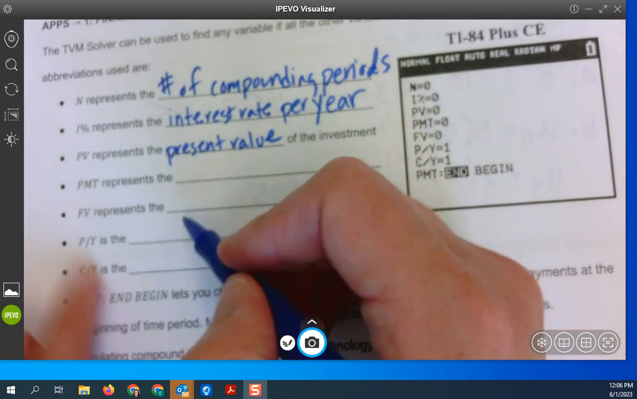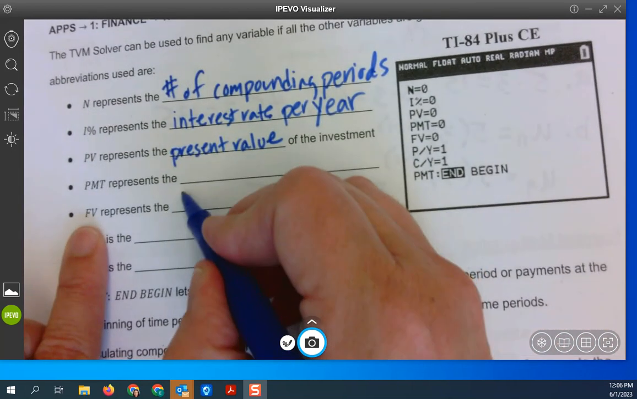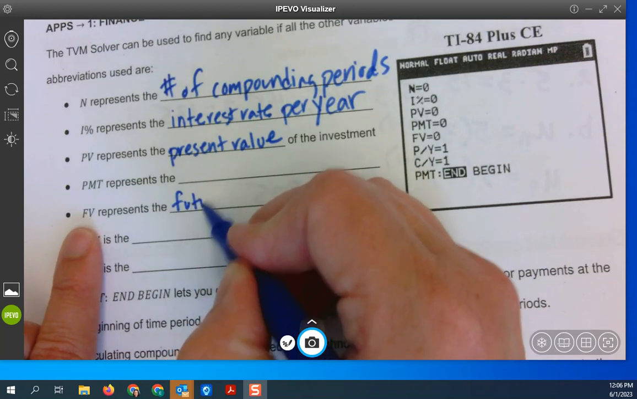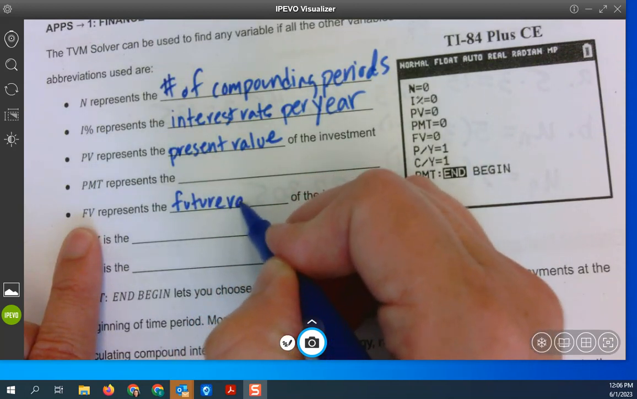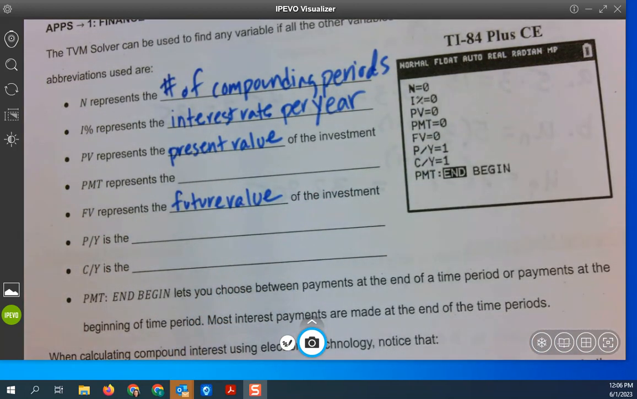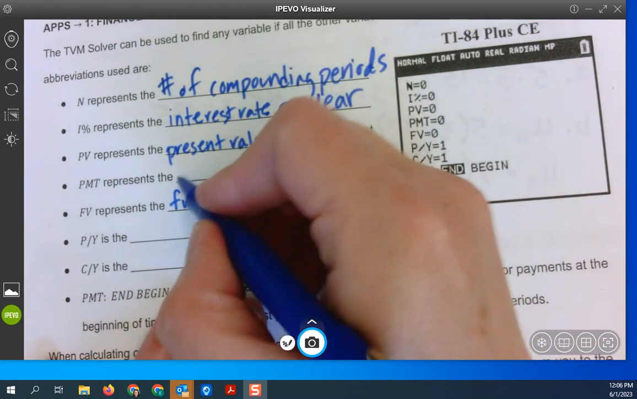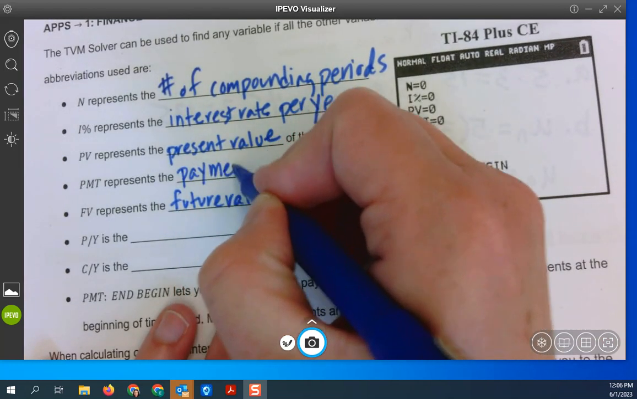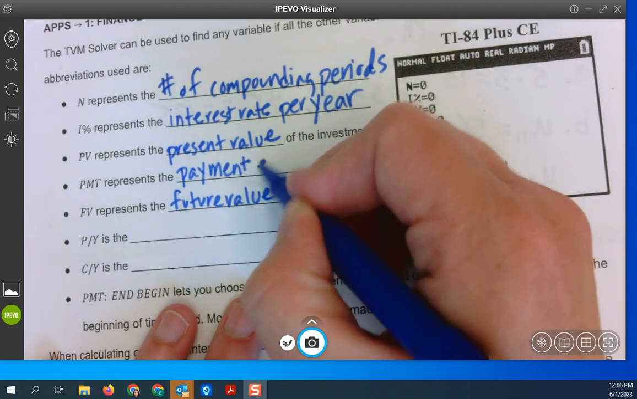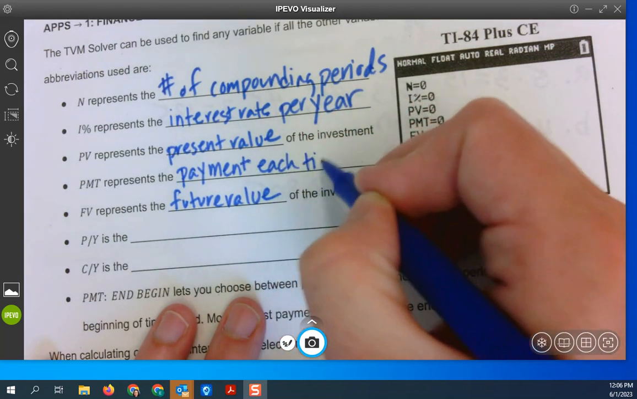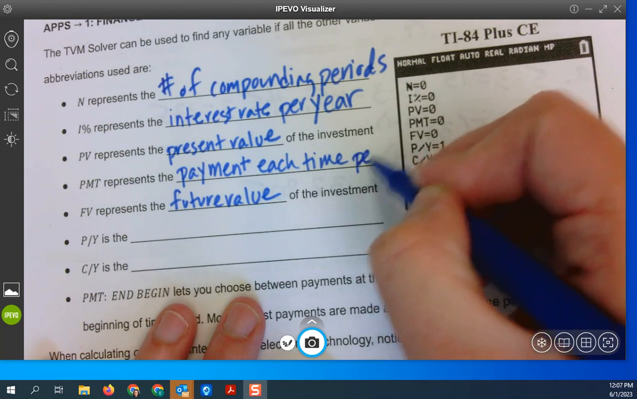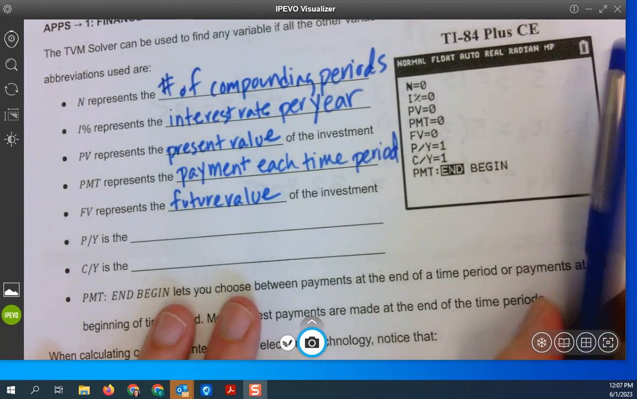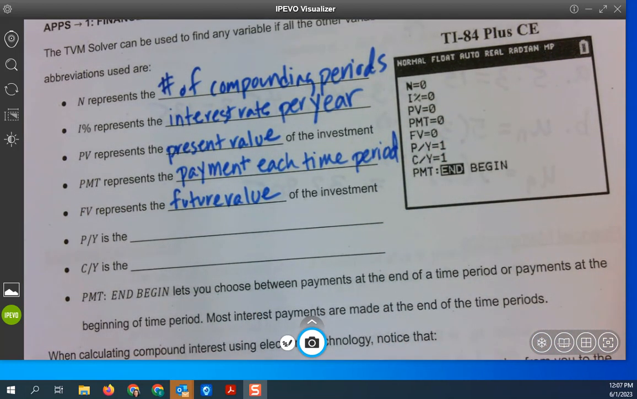And going with that down here, FV is the future value, and I'll go back to the one I skipped. PMT is the payments that you make. We are not doing problems where you do payments, but you need to know what it means so that you know why you're going to put 0 in there. So payment each time period. I'm going to pause for just a second for people who need to catch up. Check on your neighbors and see if they need to catch up.